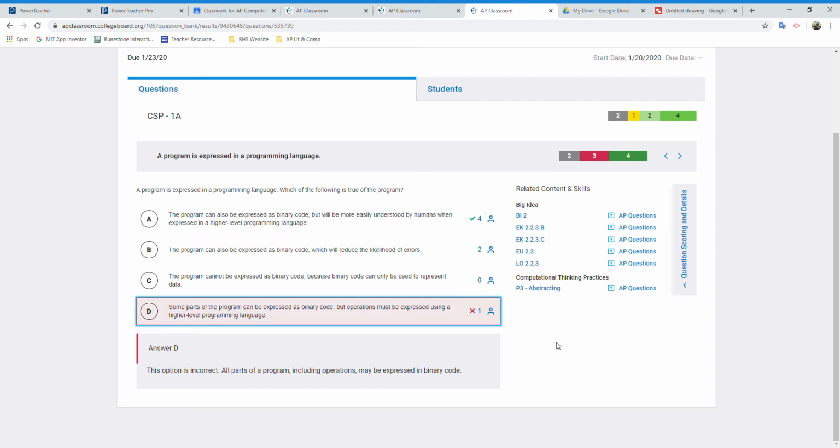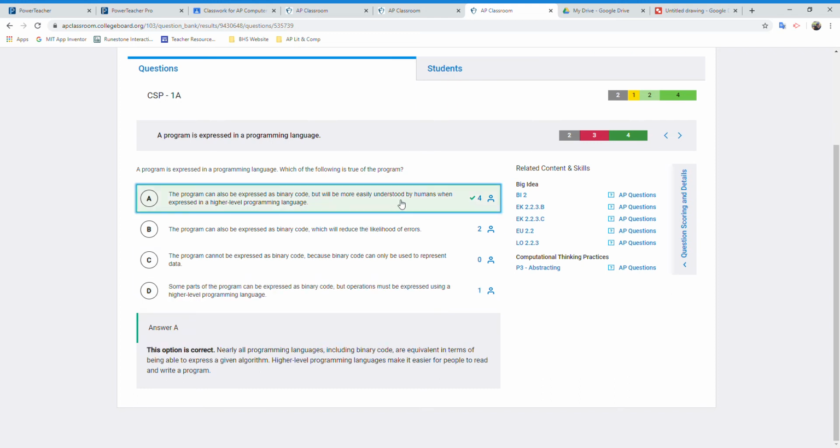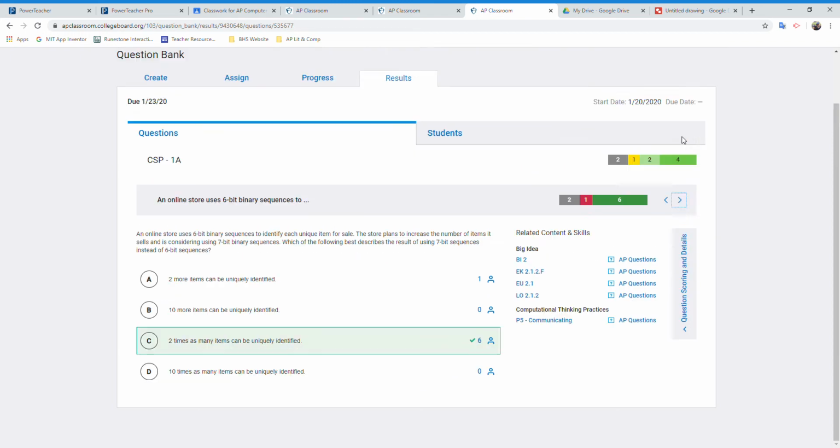Some parts of the programming can be expressed as binary code, but operations must be expressed using a higher level programming language. No, you're expressing the same operations whether you're expressing it in something like Blockly, a high level language, or whether you're expressing it in binary. It's just that it's more easily understood in Blockly, for example, than looking at strings of zeros and ones.